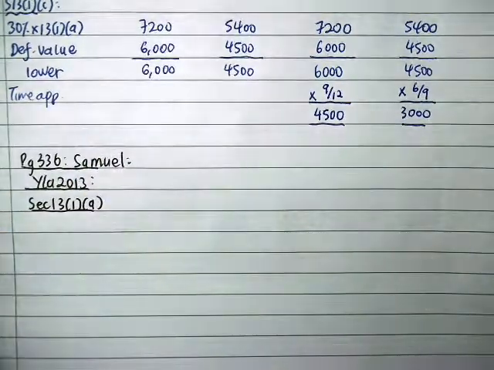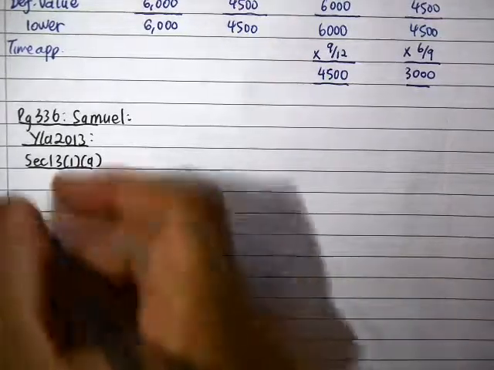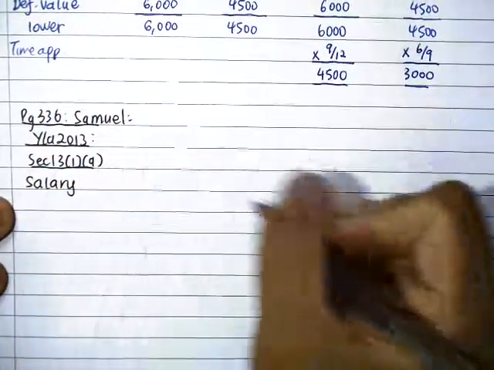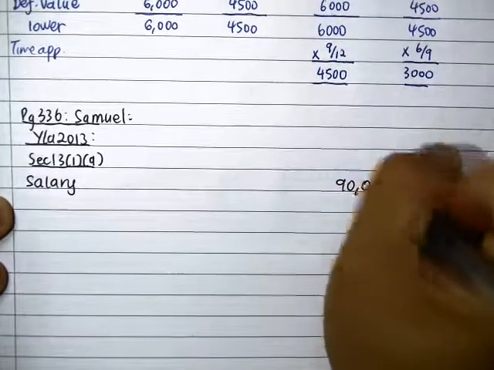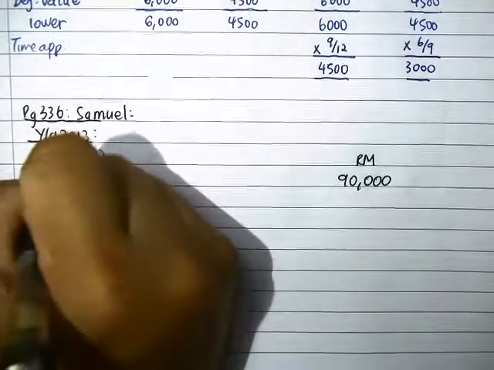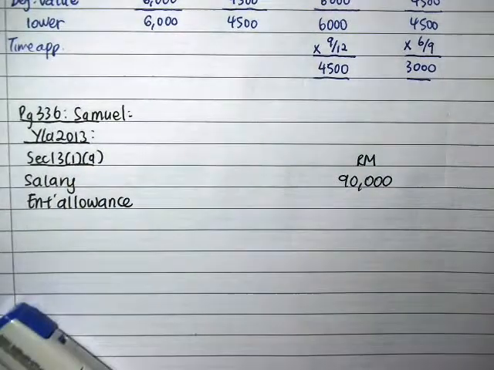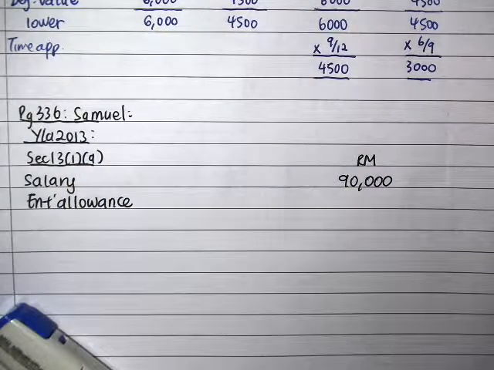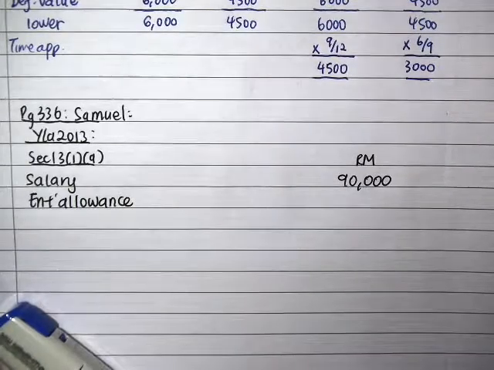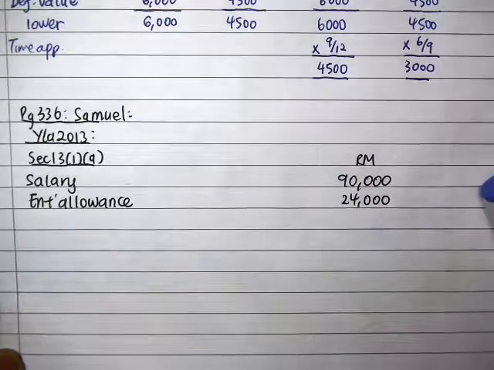Okay, so for purpose of 13-1A, now salary is 13-1A, 90,000. Okay, entertainment allowance. Now all allowance you must tax. If got exemption, you minus. Deduction, you minus at the bottom, not here. Here you only minus exemption. So no exemption for entertainment allowance. So 24,000 you tax it.